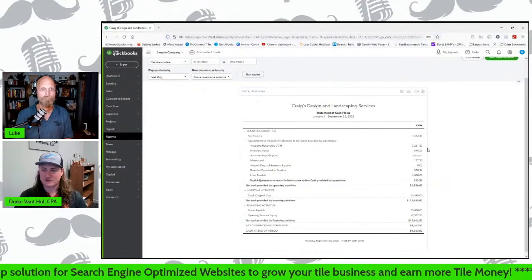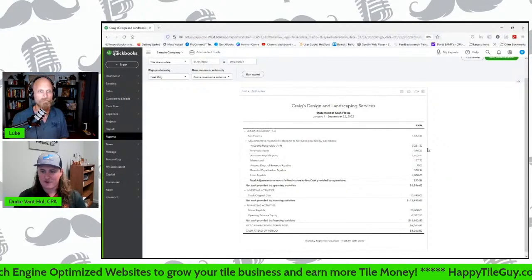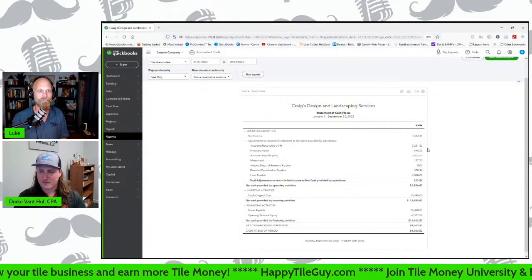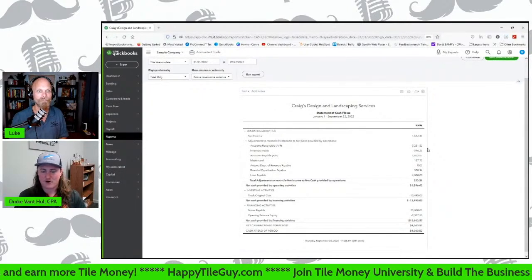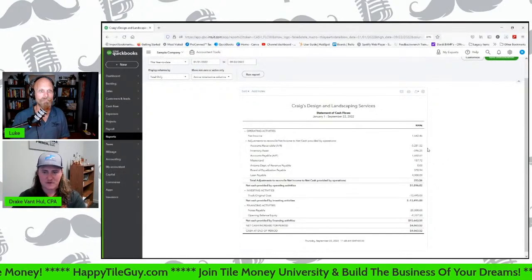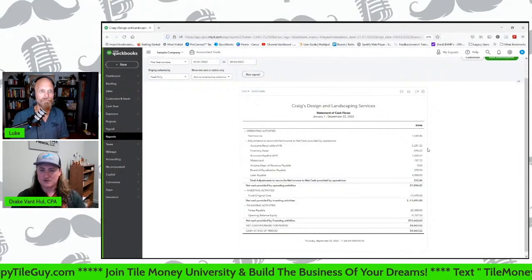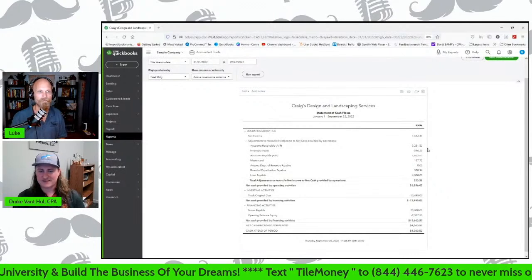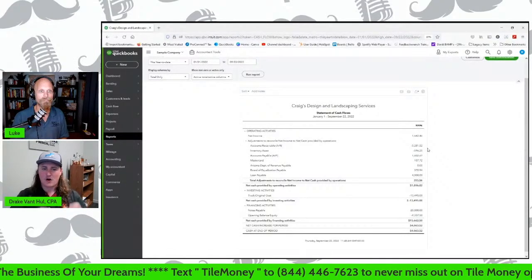Mm-hmm. If you have, kudos to you. I'd love to hear about why you know about the statement of cash flows. But this is a pretty standard report. If you were going to have an audit performed, like an actual CPA firm coming in and preparing an audit, this would be a report that you'd want to see. If investors are coming into your business, this is something that they would want to see.